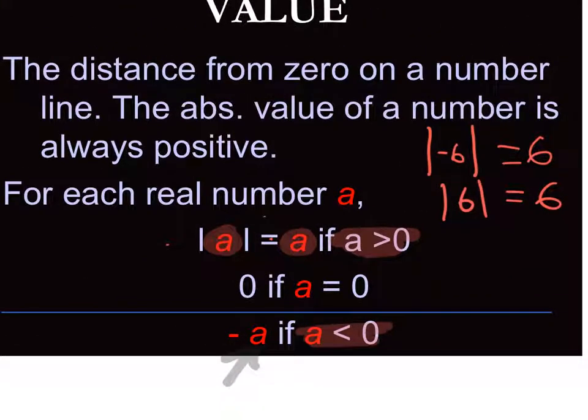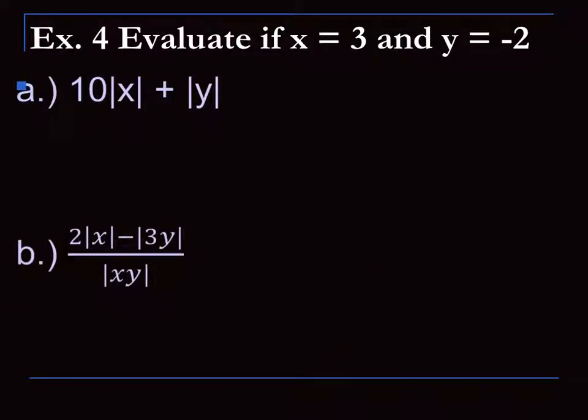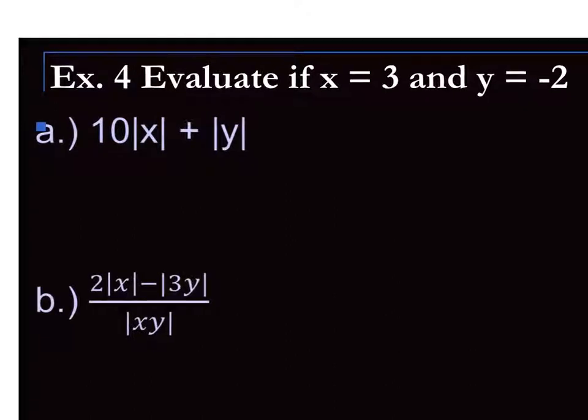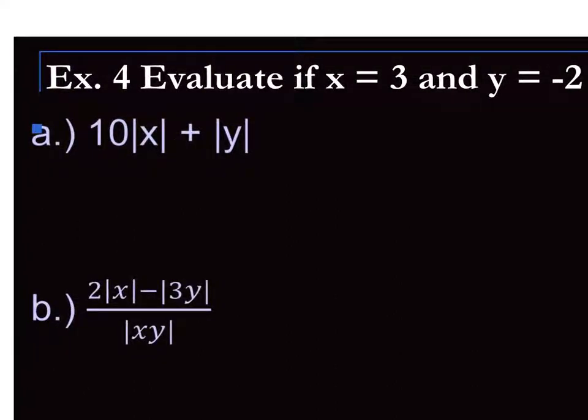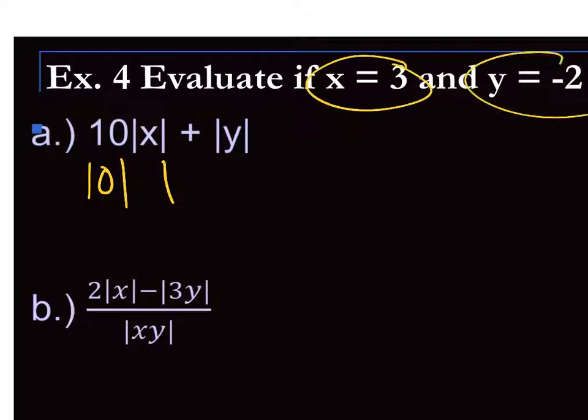So we're actually going to do some where we fill in the numbers using absolute values. So here we've got x is equal to 3 and y is equal to -2. I'm going to use the substitution principle at the very beginning here. 10 times the absolute value of, now remember, I'm getting the numbers right here, 3 plus the absolute value of -2. Those bars are a way of grouping things together. I have to do what's inside of them first.